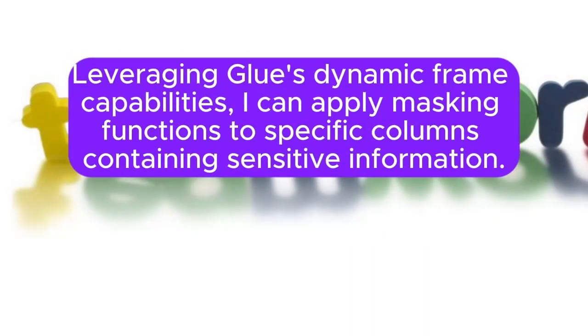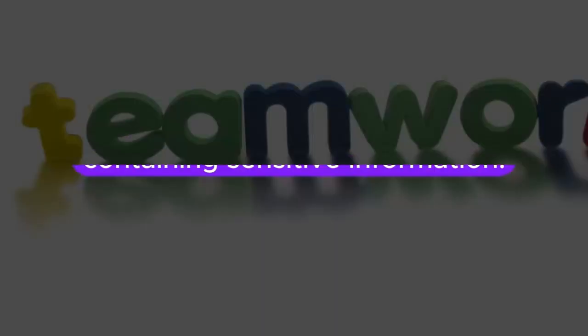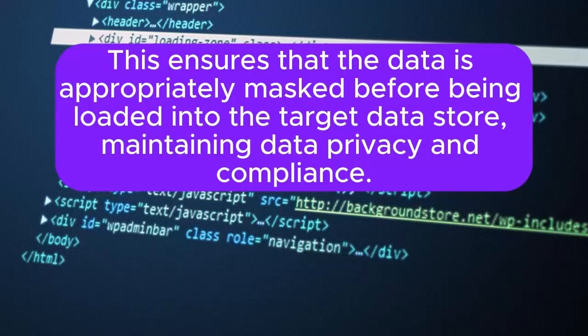Leveraging Glue's dynamic frame capabilities, I can apply masking functions to specific columns containing sensitive information. This ensures that the data is appropriately masked before being loaded into the target data store, maintaining data privacy and compliance.